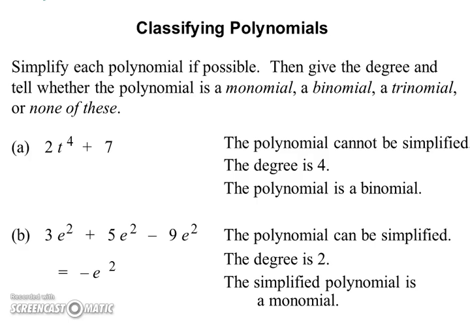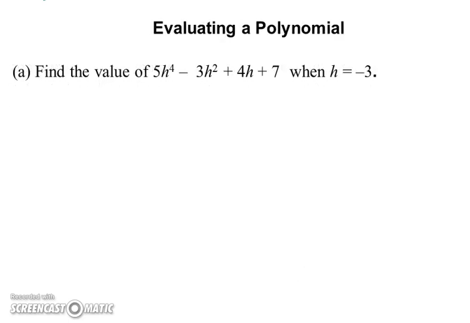But it's very important to be able to distinguish and make sure that the terms are like before we combine them. Okay, next I'd like to show you how we evaluate a polynomial. Now keep in mind, evaluating a polynomial is not the same as solving a polynomial. When we evaluate a polynomial, we're just given a value for the variable, and we just plug that value into the polynomial. For example, this polynomial is 5h to the fourth power minus 3h squared plus 4h plus 7.